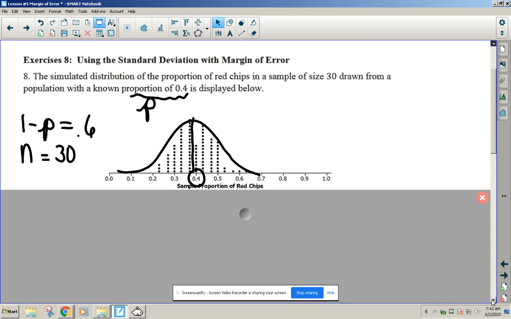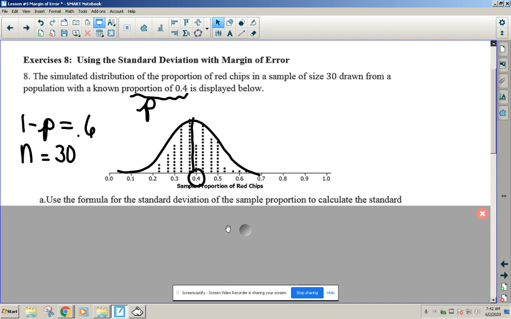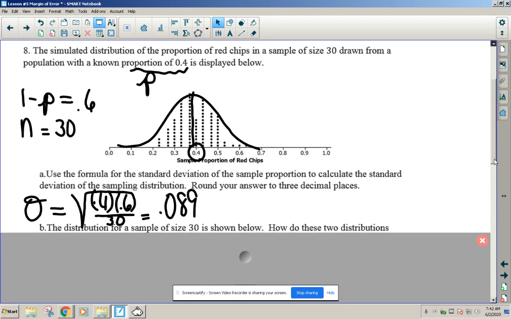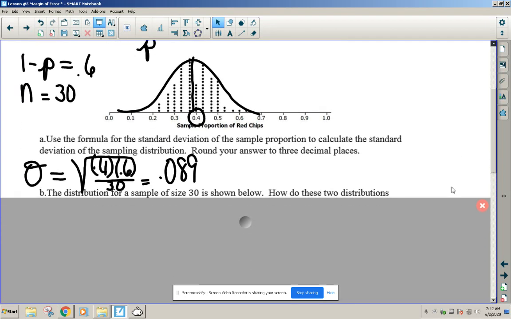So if they say, A, use the formula for the standard deviation of the sample proportion to calculate the standard deviation and round to 3 decimal places. So you should try that without me. And now check your work. Did you get 0.089? And hopefully you did. Now they say part B. The distribution for the sample size of 30 is shown below. So now here's another one. How do these 2 distributions compare?